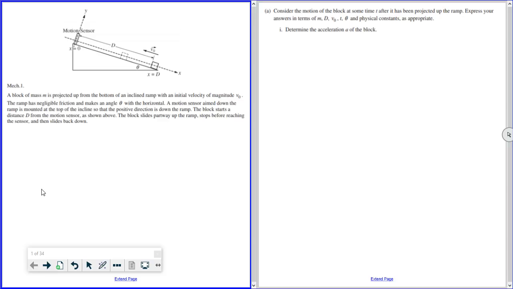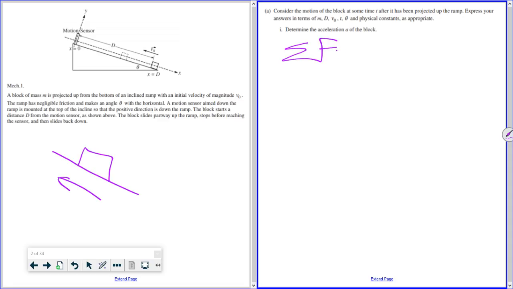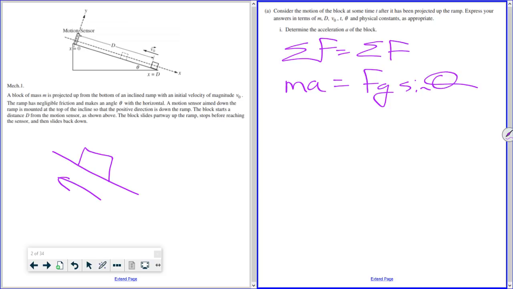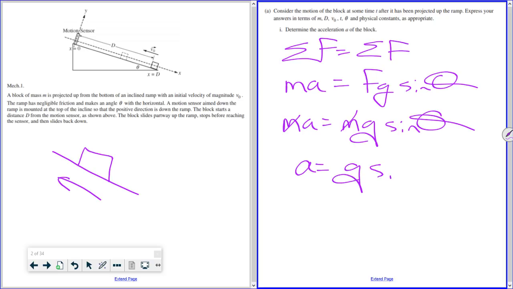Okay, so the idea is, as the block is sliding up the ramp this way, what's the only force acting on it? Fg sine theta. Well, that's the only force that's going to affect its motion, right? So you just go, oh, well, net force is net force, right? So mass times acceleration equals Fg sine theta. Ma equals mg sine theta. Cancel your m's. A is g sine theta.